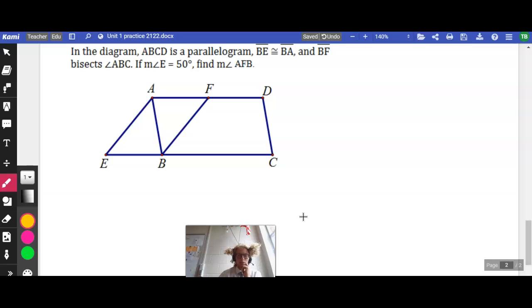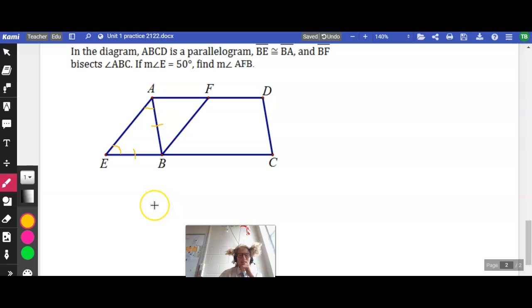In the diagram, ABCD is a parallelogram. A, B, C, D. BE is congruent to BA. So already I'm seeing right here we have an isosceles triangle. It has two congruent sides. I know that we are going to get two congruent angles. It's going to end up being this one right here and this one right here.